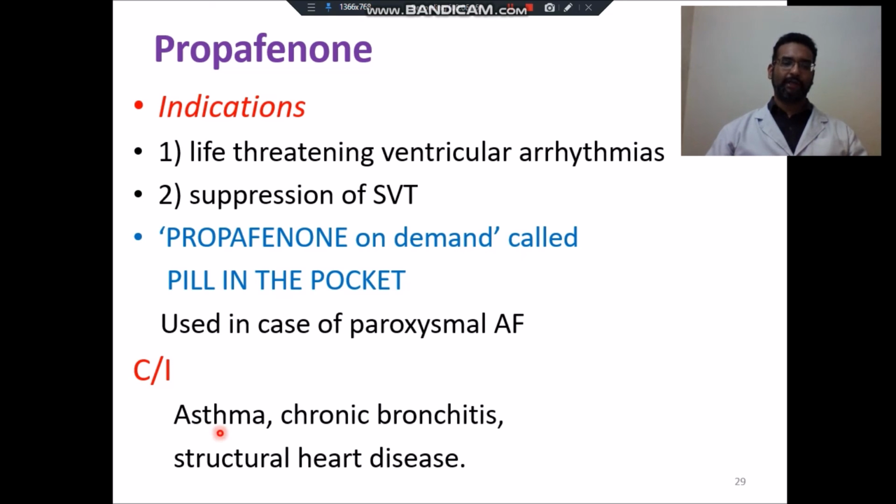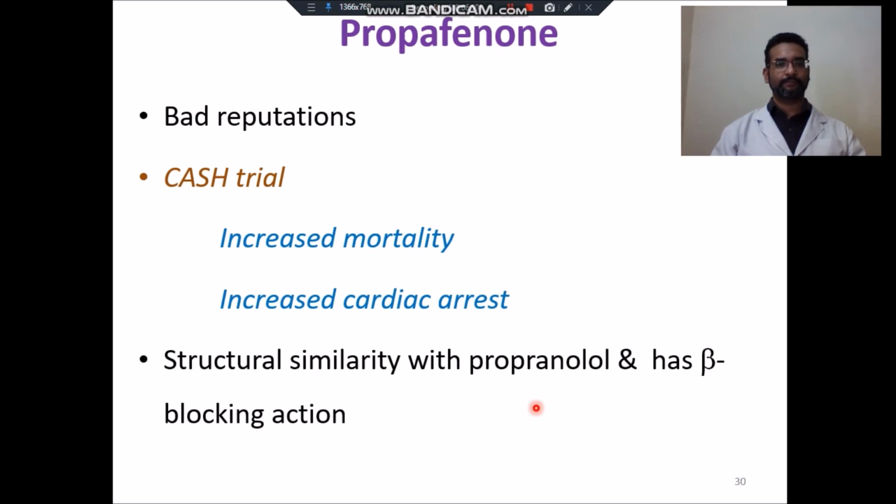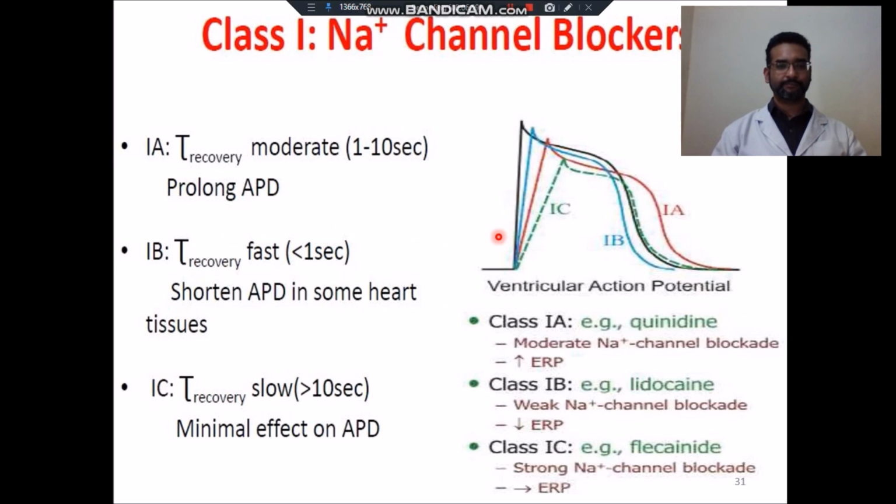It is totally contraindicated in asthma. And if you remember, we have seen in ANS, propranolol is contraindicated in bronchial asthma. Why? Because it's a non-selective beta blocker, and antagonizing the beta 2 receptors will cause bronchoconstriction, so that will aggravate asthma. So propafenone, since it is a propranolol analog, will also aggravate asthma. Propafenone also has certain bad reputations. It can increase the mortality and increase cardiac arrest.